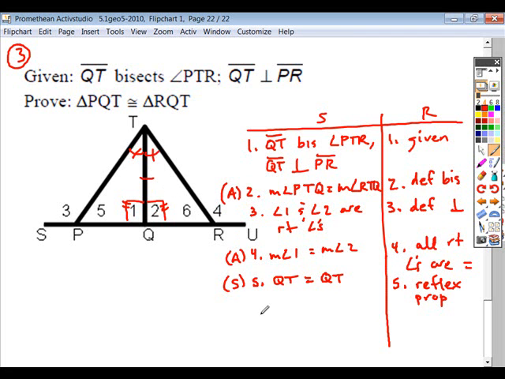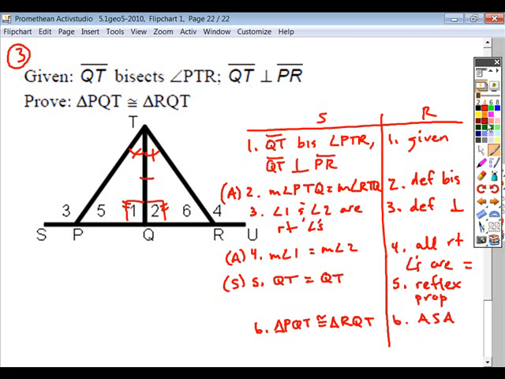It's between them. So our final step is to justify triangle PQT is congruent to triangle RQT, and the pattern is two angles and the included side. So ASA is that pattern.